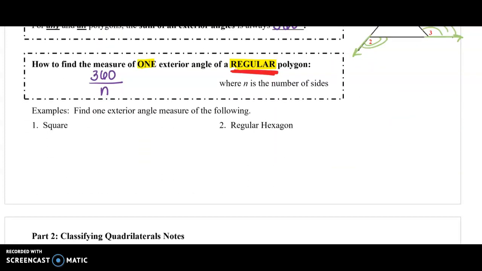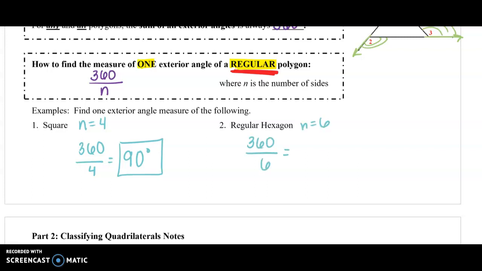So find one exterior angle measure of the following. For a square, I know n is equal to 4 sides. So 360 divided by 4 is going to give me 90 degrees for each exterior angle. For a regular hexagon, I take 360 and divide it by the number of sides, which is 6. 360 divided by 6 is going to give me 60 degrees. So one exterior angle is equal to 60 degrees.